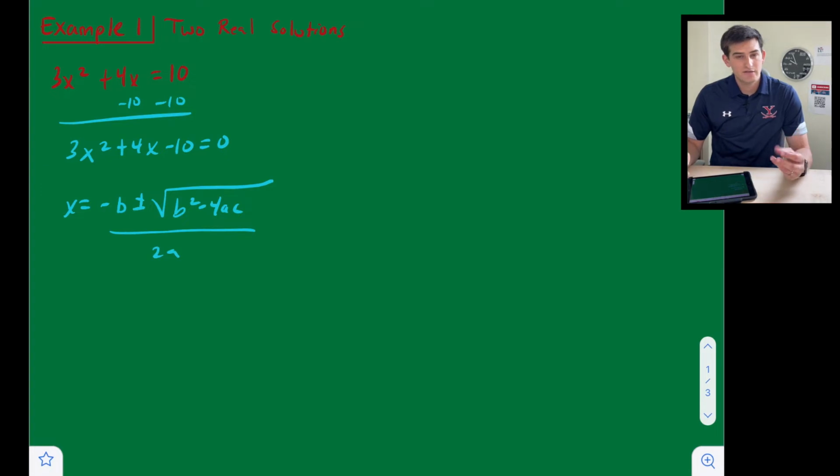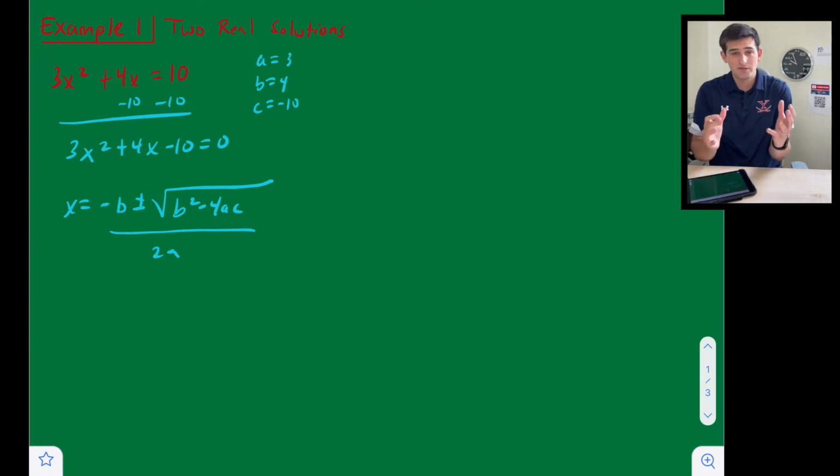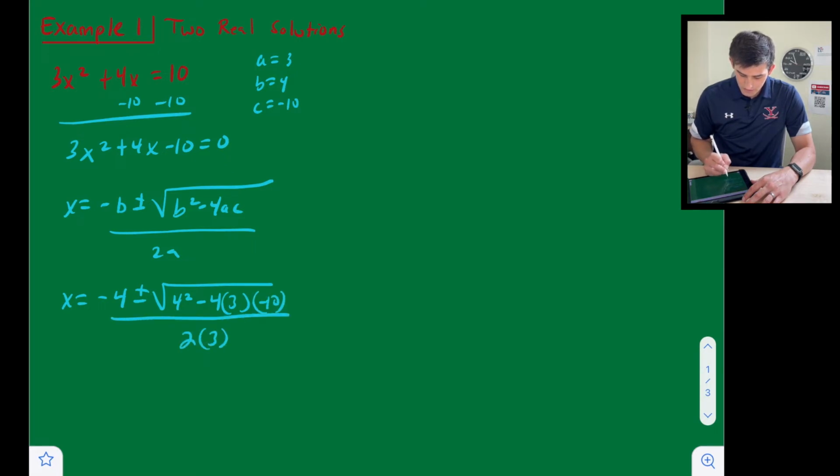Now we need to identify a, b, and c. So a would be 3, b would be 4, and c would be negative 10. And now all we have to do is take those values and plug them in. So we get x equals the opposite of b. Well, b is 4, so that'd be negative 4, plus or minus the square root of 4 squared minus 4 times 3 times negative 10. And we're going to divide that by 2 times 3.